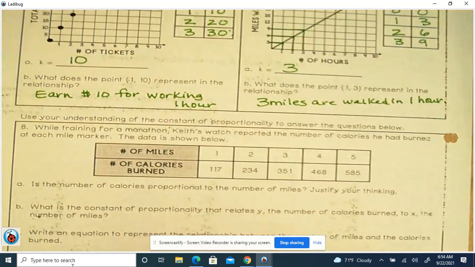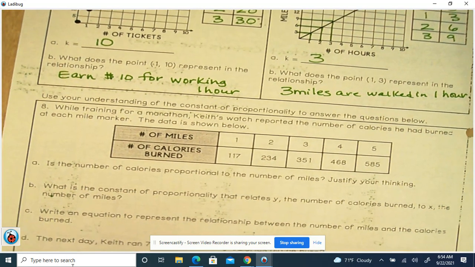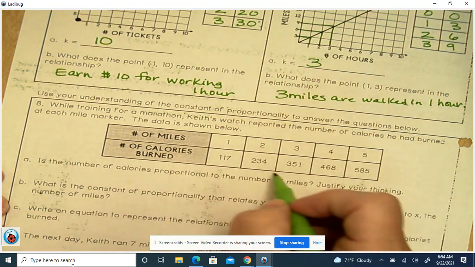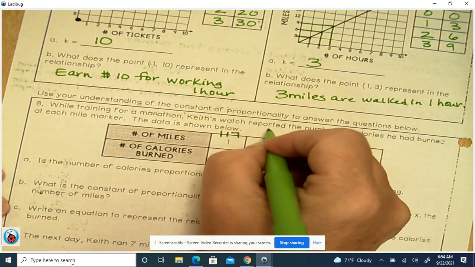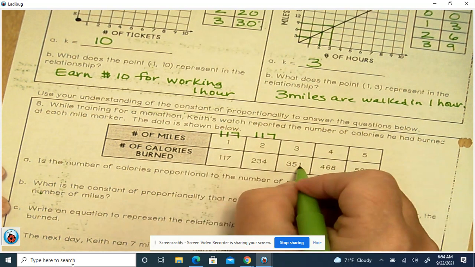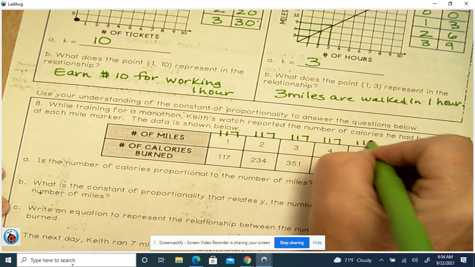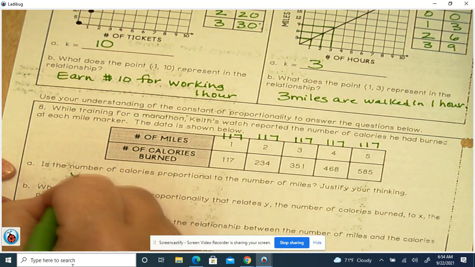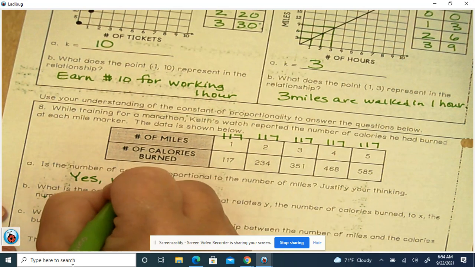And then down at the bottom, we're going to answer some questions given this table right here. The first thing it's going to ask is, is the number of calories proportional to the number of miles, and then justify your thinking. If we divided all of these, we would get 117 divided by 1 is 117. That's 117. That's 117. And that's 117. So the rate of change is constant, so yes, it is proportional.